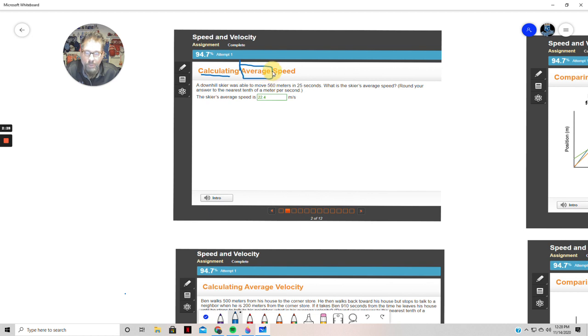So again, average speed, and I did it right. I just had the wrong answer in mind. So distance divided by time. In this case, as you can see, 560 meters, 25 seconds, and you guys did that very well. The 22.4 meters per second.